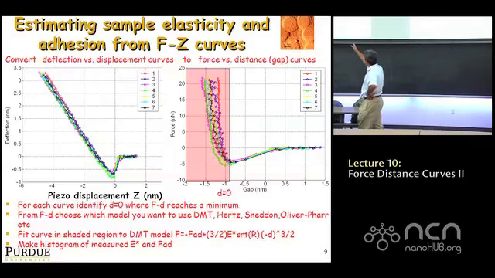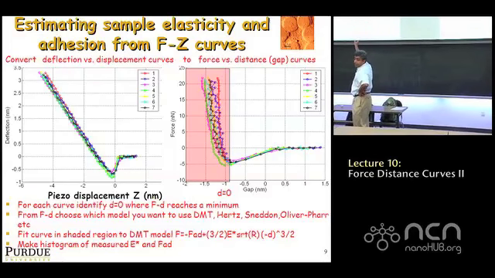remember, when you choose d equal to 0, d being negative means that's the amount of indentation. D is positive, it's a separation between the tip and the sample. All right? So in this particular case, for example, you might want to take every curve, or look at the region to the left of d equal to 0, and you might want to fit that curve to the DMT model as shown.